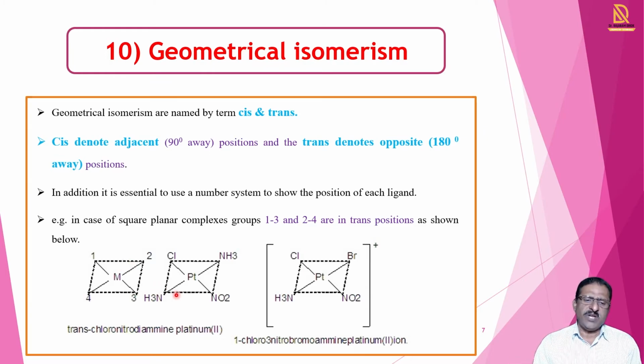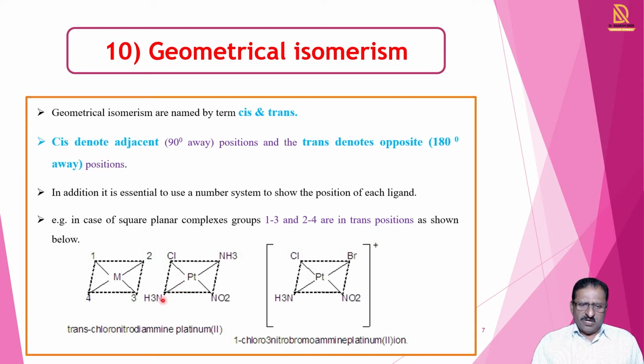Now we take here one example. Here platinum is the metal, and to that platinum one Cl is attached, one NH3 is attached, the other NH3 is attached, and the third ligand is NO2. Means in this example 3 types of ligands are present: one is NO2, 2 NH3 and 1 Cl.